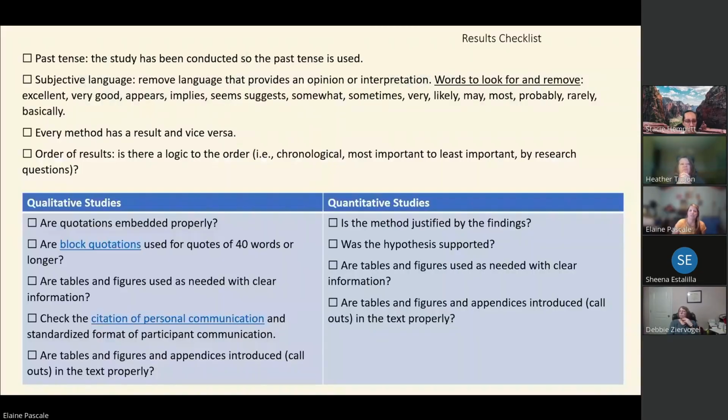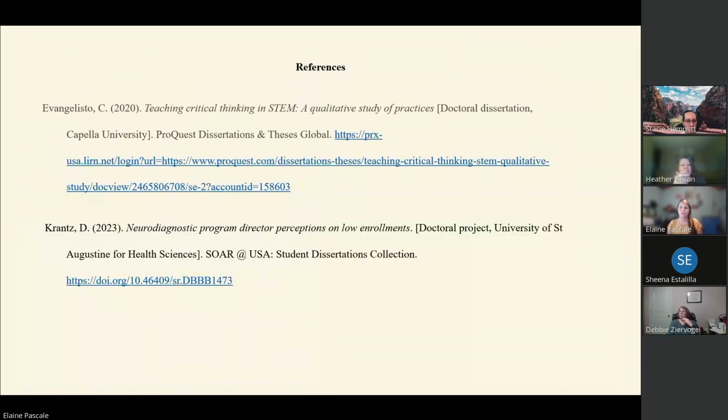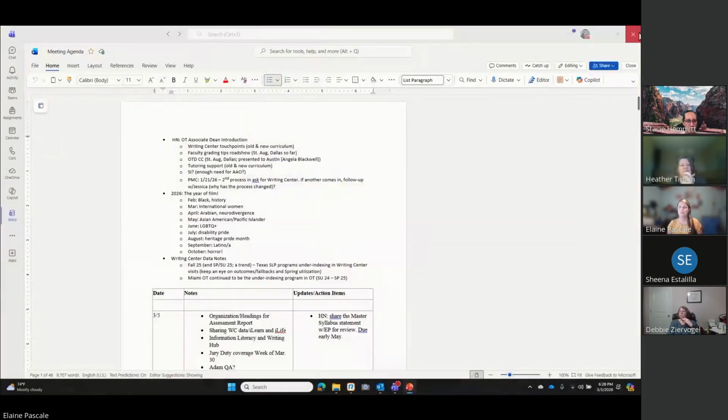You know, there's a little results checklist I have here. As I said, we are working on an overall checklist for everyone about how to do programs, studies, and everything.